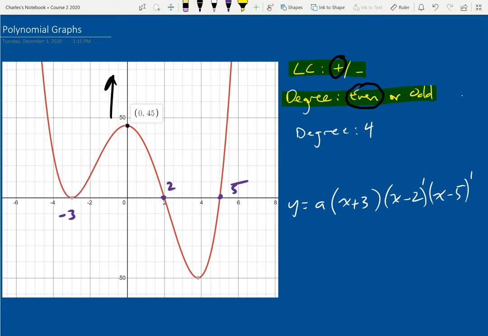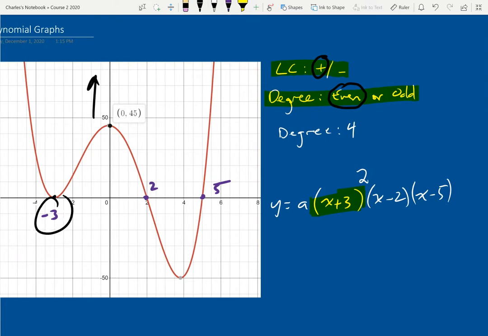When I have an x-intercept that touches and turns on the x-axis, an x-intercept that is also a local minimum or a maximum, that means that factor is squared. When x is equal to -3, that's this factor right here, so it is squared. Now I know that my function is y is equal to a times x plus 3, x minus 2, x minus 5, x plus 3 squared. The only thing I'm missing now is this a value right here.